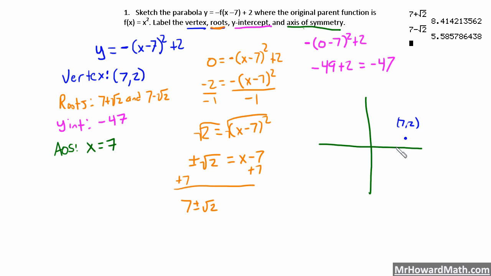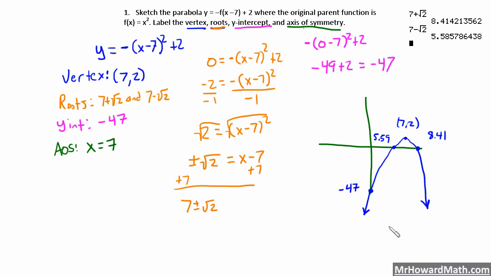And we have one root right here. We're going to call that 5.59, just to round it to 5.59 right here. And we have another root equidistant from the vertex right there, we'll call that 8.41 for that x value. We have a y-intercept way down here at, this isn't to scale, but we'll make that -47 down here. And now we can just sketch this thing in like that.